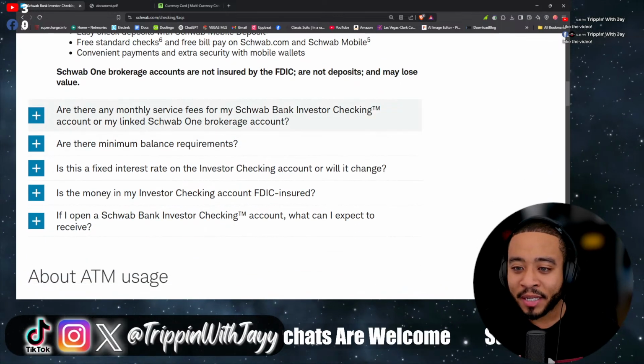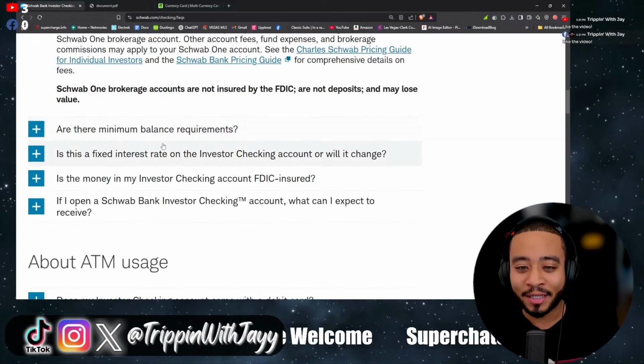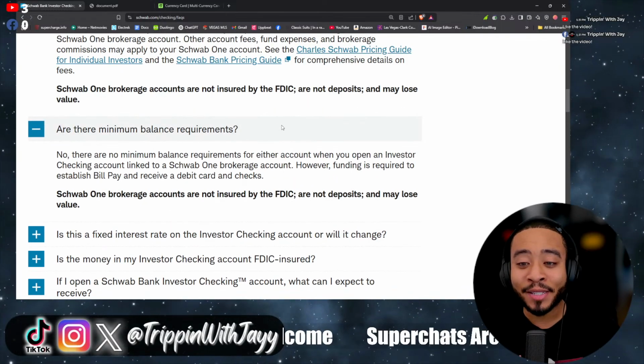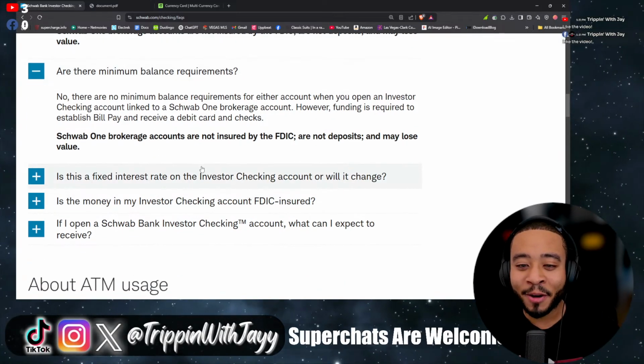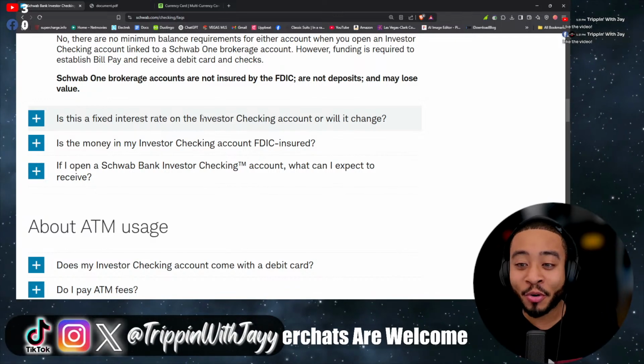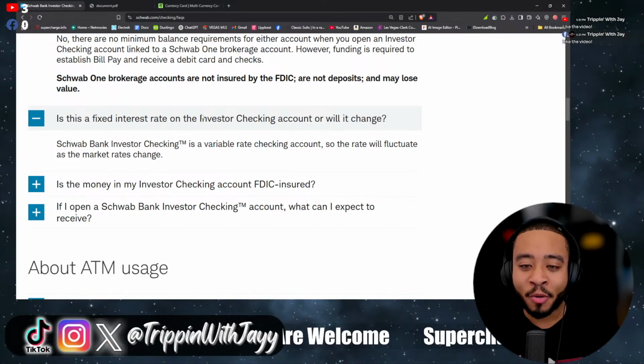Are there any monthly fees for the Charles Schwab investor checking account? No. Easy. Are there any minimum balance requirements for the Charles Schwab? No. Is there a fixed interest rate on the checking account, or will it change? It's a variable interest rate.